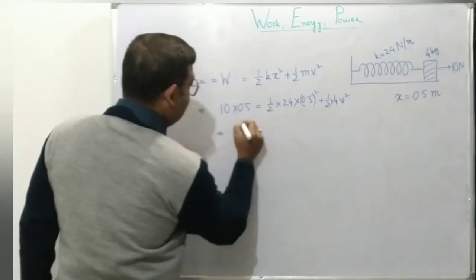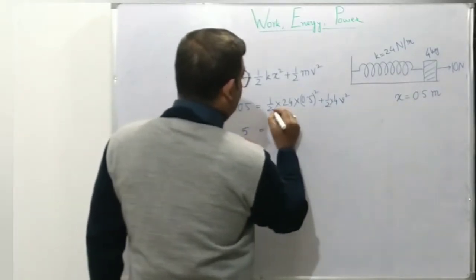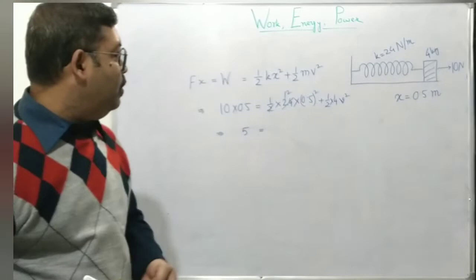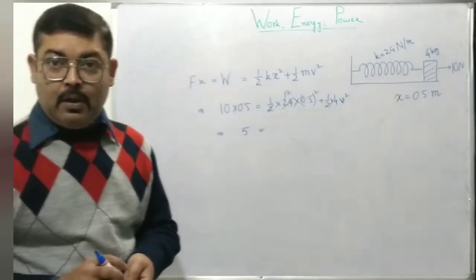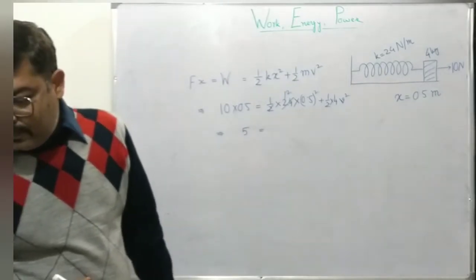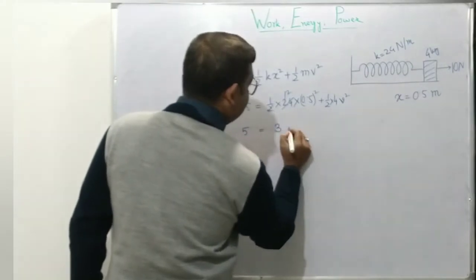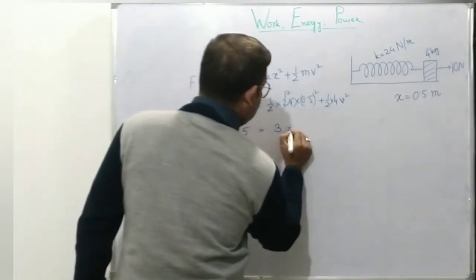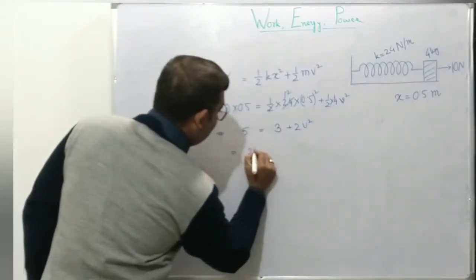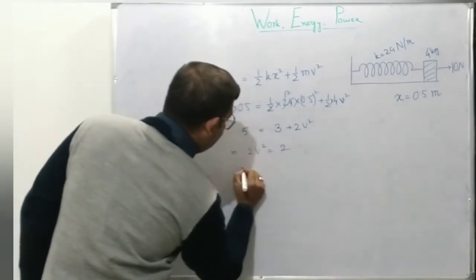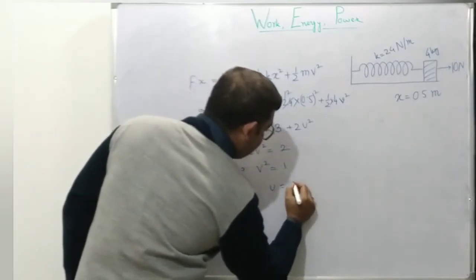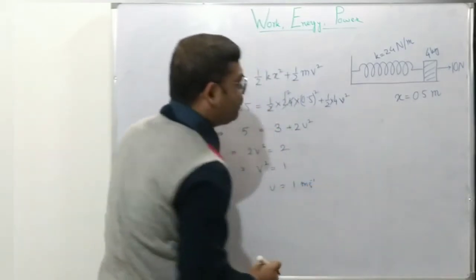So this will give us 5 equal to, this is 12, 0.5 square is 0.25, 0.25 into 12 will be 3, so this will be 3, plus 2v square. Or we can get 2v square equal to 2, or v square equal to 1. Therefore, v is equal to plus minus 1, that is 1 meter per second.